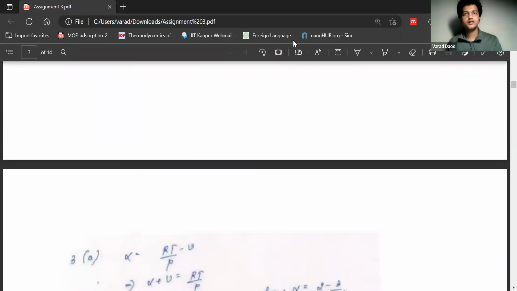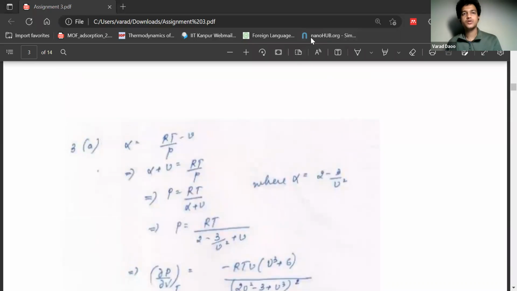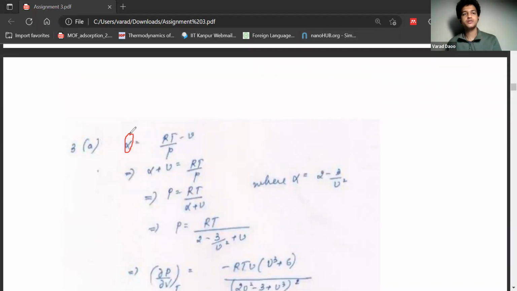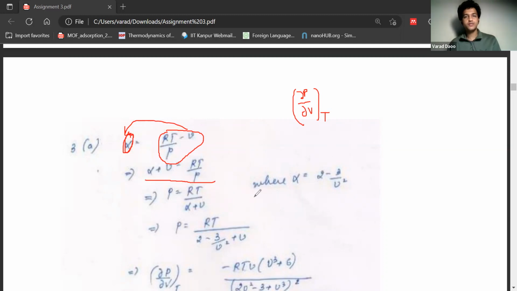So let me start. Okay. What are we given? We are given the expression for residual volume, which is alpha, and it is given by RT by p minus v. What we are asked is dou p, dou v, at constant T. Either we can take the partial derivative directly, or we can rearrange it. For simplicity of mathematics, we will rearrange it. So we take v from here to here. So we get v alpha plus v is equal to RT by p, where alpha is equal to this thing.